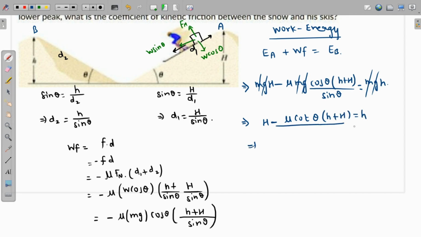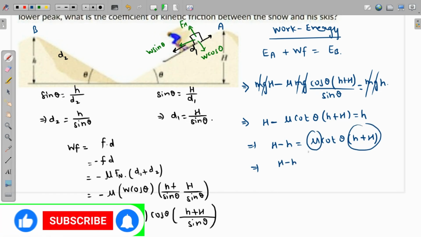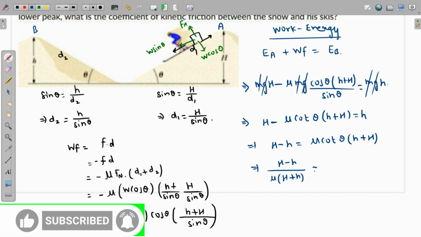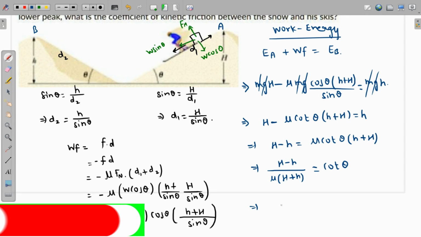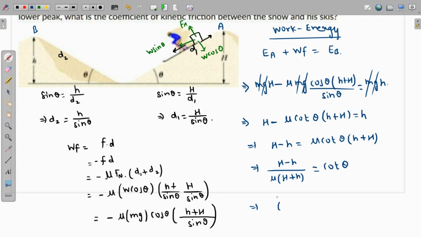So if we move this over on the right and move this over on the left, it's going to look like H minus h is equal to mu cot theta times H plus h. If we divide both sides by mu times H plus h, that's going to be H minus h over mu times H plus h is equal to cot of theta. We will not divide by mu cot of theta because the one which we have to find is mu. So we'll divide by cot theta times H plus h. So that's going to be H minus h over cot theta times H plus h, and this is going to be equal to mu.